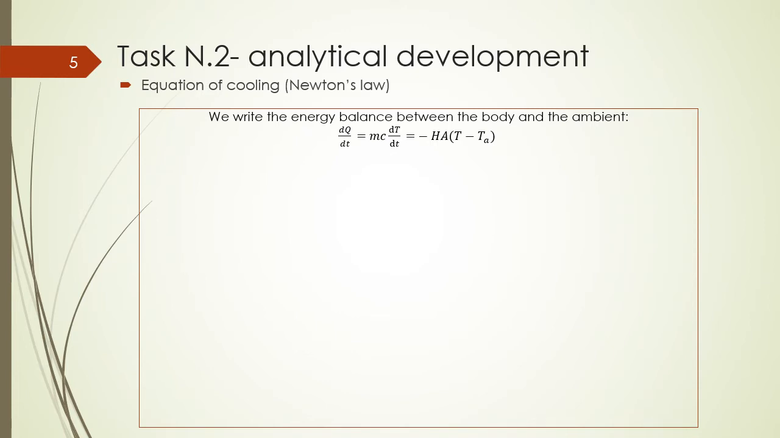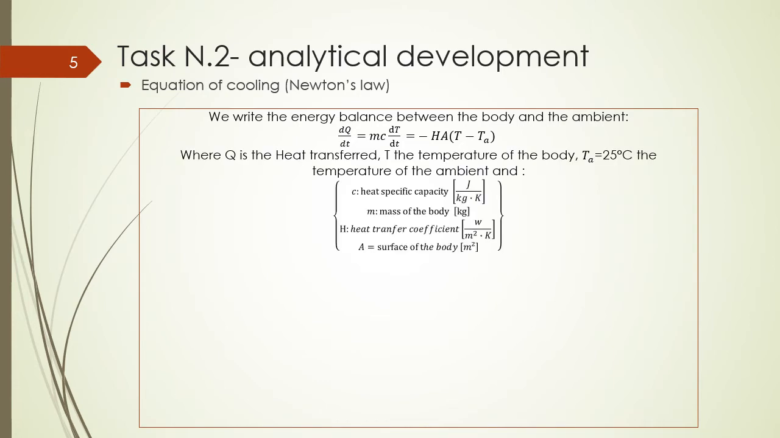In the first member we have the heat flow, so it's the derivative of the heat versus time, which is equal to the mass of the body, the specific heat capacity, and the derivative of the temperature over the time. And in the second member we have the minus because the heat is released to the ambient. H is the heat transfer coefficient, a combination between convection and radiation. We will see afterwards how to calculate it. A is the surface of the body, and the differential temperature between the body and the ambient, T minus TA.